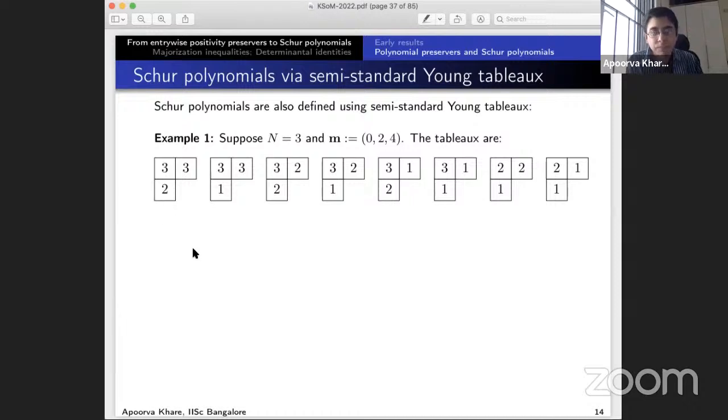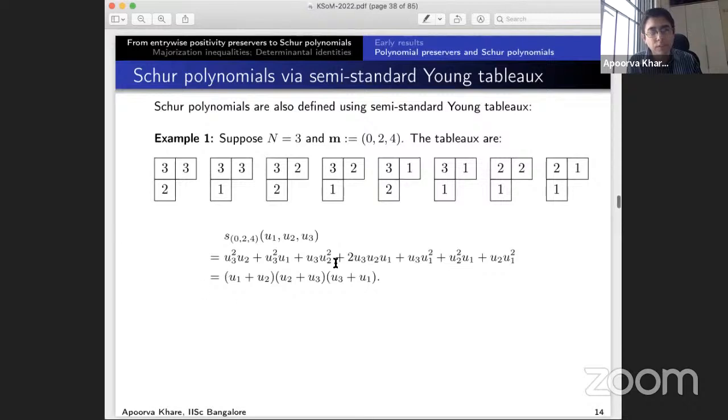Okay, and then it's very simple. My Schur polynomial for this setting is literally u3 squared u2 plus u3 squared u1 plus u3 u2 squared, and so on. It's literally just the sum of these monomials. These two monomials in the middle give me u1 u2 u3, so I have a coefficient of 2 in front of that. Great. And you can check that this polynomial exactly factorizes in this form. That is not hard to check from the Cauchy definition as well. That's why I chose this particular tuple of powers.